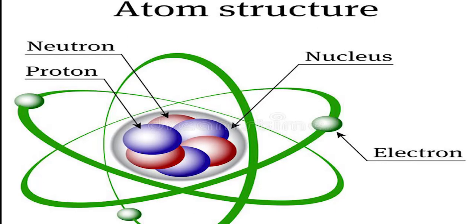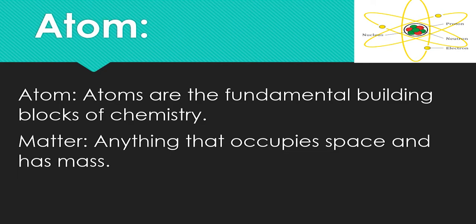So we'll start with some basic terms of chemistry. Atom. Atoms are fundamental building blocks of chemistry. All the matter is made up of different types of atoms.